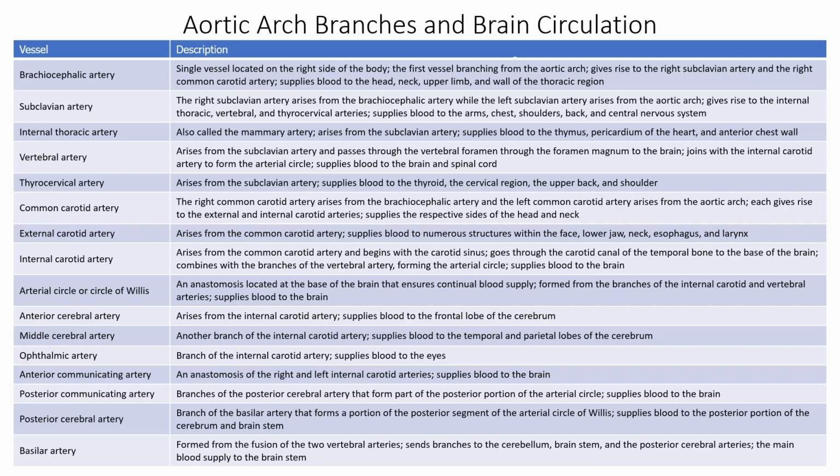The ones I didn't mention on here are the thyrocervical and the internal thoracic. The internal thoracic is just sometimes called the mammary artery, so you can imagine where it's going to be and what it's going to service. And then the thyrocervical is going to be the cervical region for the thyroid and whatnot. Everything else I already mentioned while talking through the pictures from the previous slides.